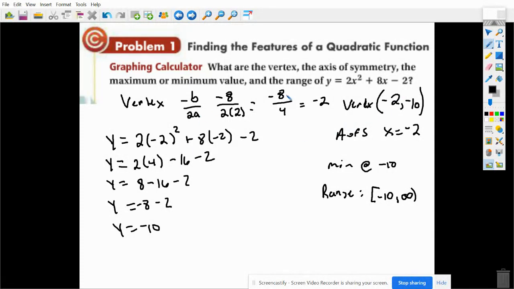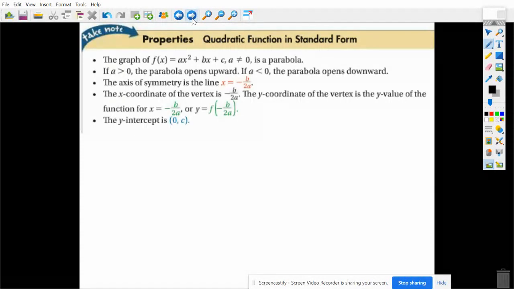Now, can we use technology? Of course. You could plug this into Desmos. You could graph it, and it will point to you where the vertex is. I think you should be able to do both. Don't care if you check your answer with Desmos, but you should know the formula. Again, that formula is negative b over 2 times a, and then plug that value into the quadratic.